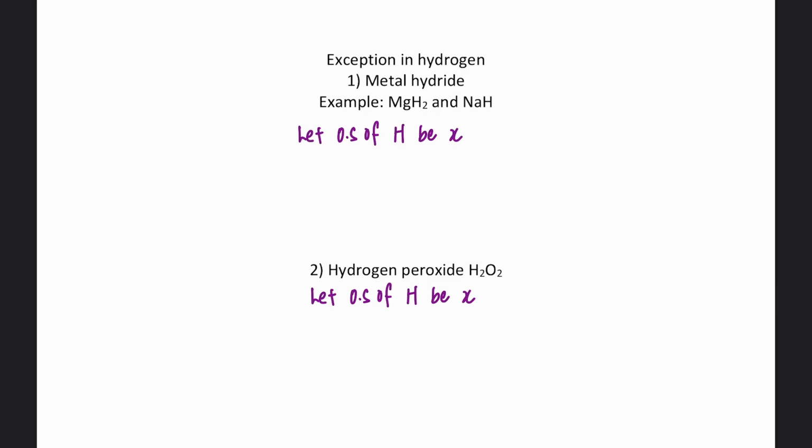To find the oxidation state of H, we'll let the oxidation state of H be x. As covered just now, the oxidation state of magnesium is +2, and we have 2 hydrogen atoms, which is equal to 0. If we solve for it, we can see that the oxidation state of hydrogen in this case is -1.